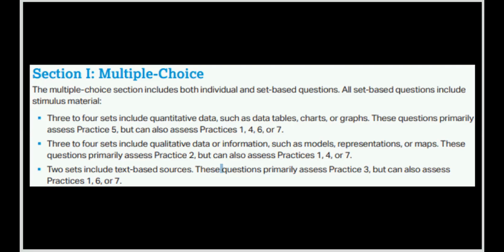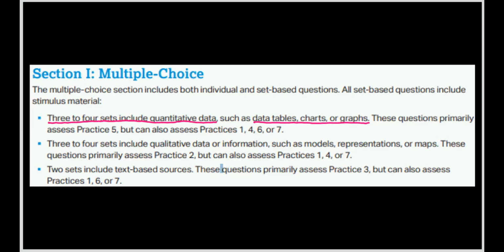So they say that we should get 3 to 4 sets of these types of questions, and they'll include quantitative data such as data tables, charts, graphs, things like that. That's one of the reasons we work so heavily on making graphs and looking at graphs in this class, because we want you to be a pro at graphs and data tables and things like that. These practices are like College Board word for standards.